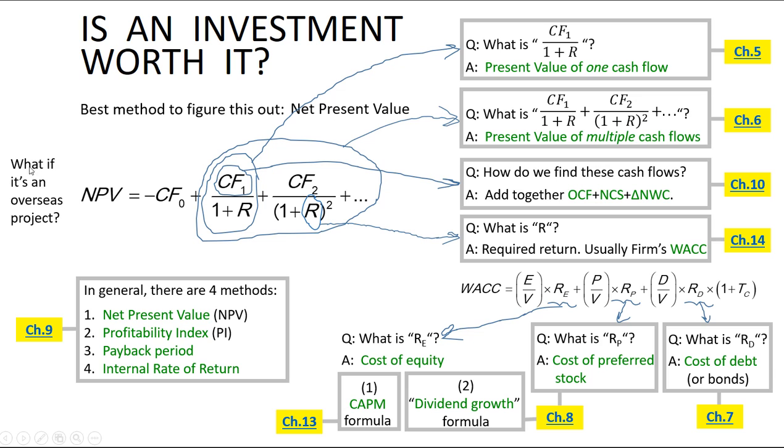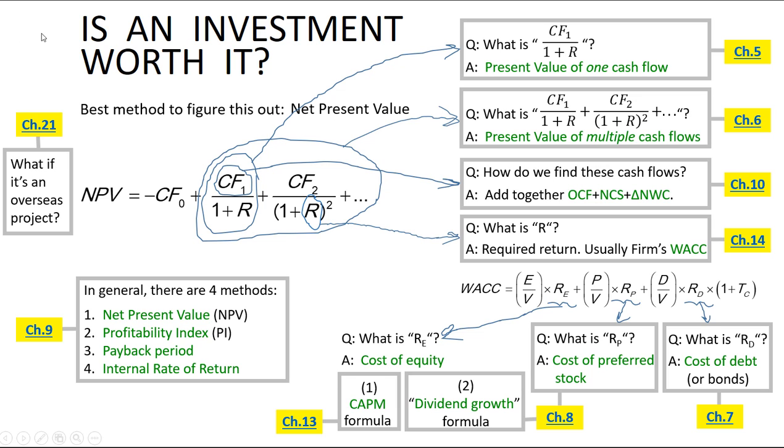Then what if this project that we are trying to evaluate using the net present value approach is an overseas project? Then there are additional problems that need to be resolved, such as dealing with the exchange rates and so on. That was all covered in Chapter 21 in this class.